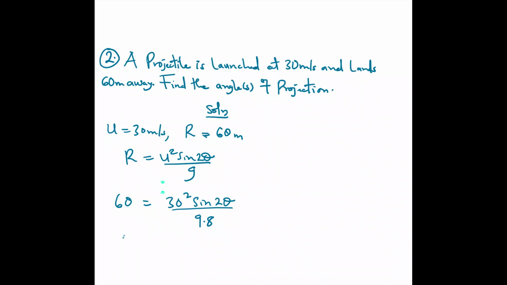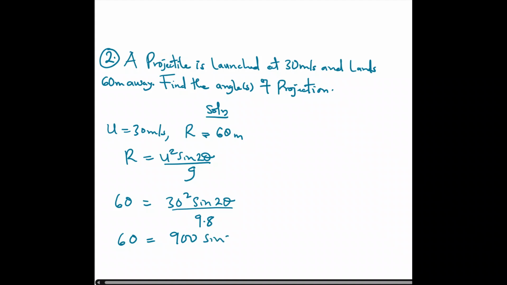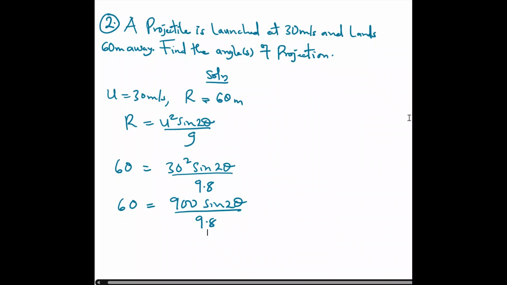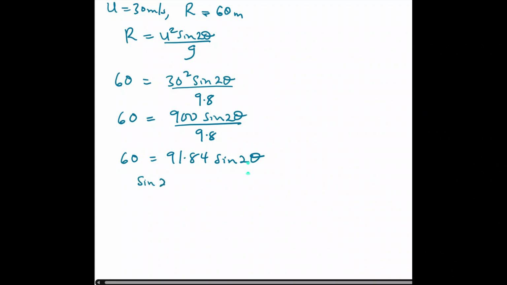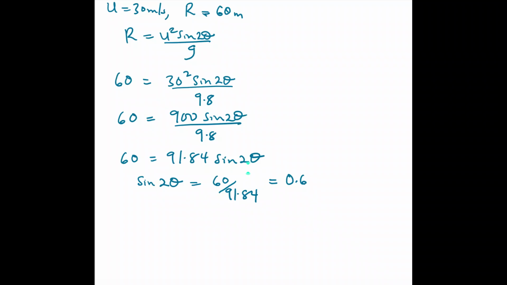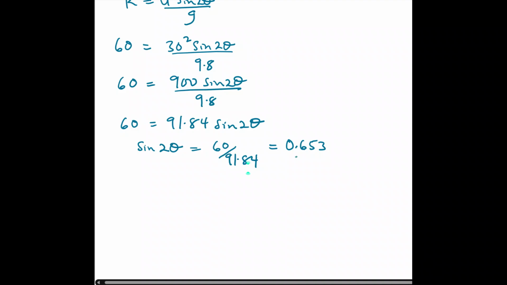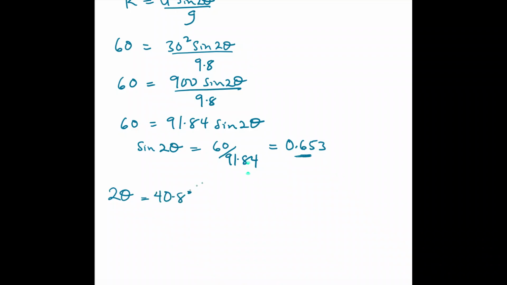Let me just break it down further. 30 squared is 900, sine 2 theta over 9.8. 900 divided by 9.8 will give us 91.84 sine 2 theta. So sine 2 theta equals 60 divided by 91.84, which is 0.653. If we look for the arc sine of this, it is 40.8 degrees. So 2 theta is 40.8 degrees, and theta will equal 40.8 divided by 2, which is 20.4 degrees.